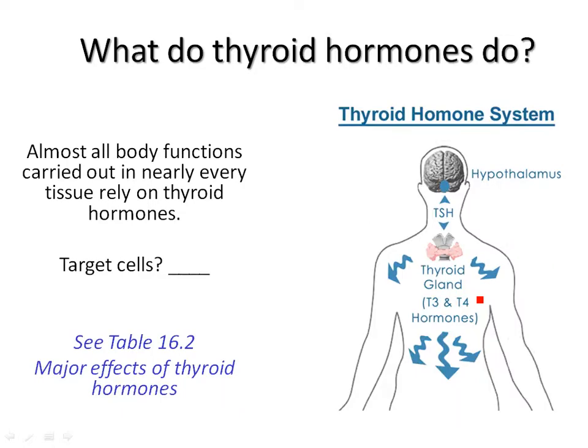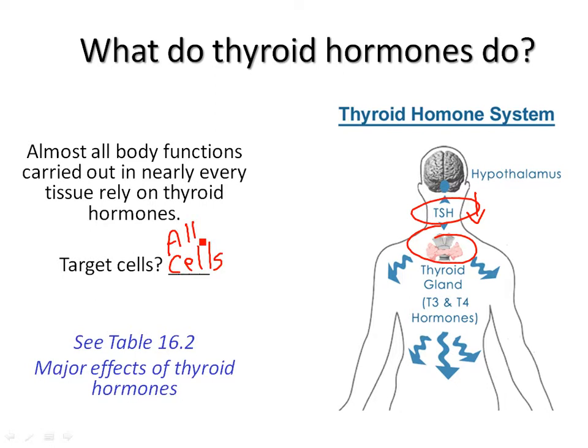Now, as you learn about hormones, you want to always keep in mind what they do. What do they target? What are they going to do once they get there? So when we think about the thyroid hormones, we know where they're produced. Obviously, they're produced in the thyroid. They're controlled by the thyroid stimulating hormone, and they're going to target basically every cell in your body, all cells.